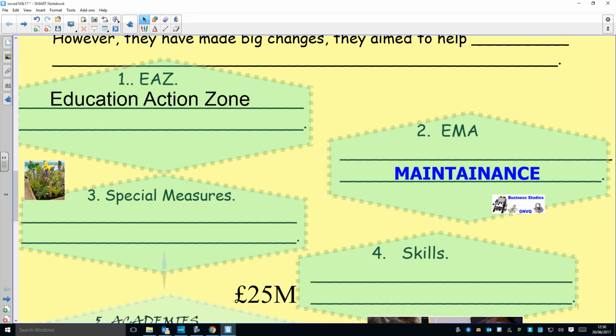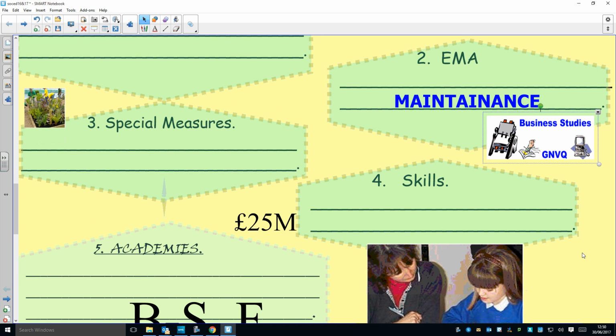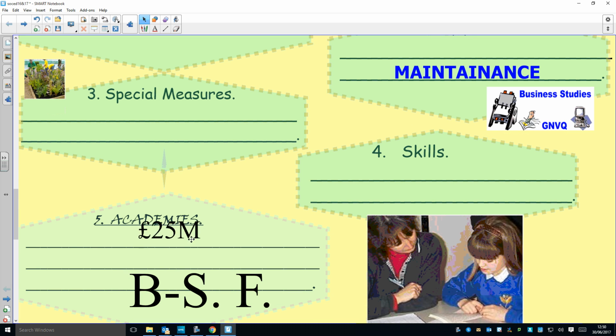Skills. Instead of just having GCSEs in science, they brought in GNVQs, vocational stuff, business studies, ICT. They brought in the academy system. Schools that had done really badly were going to close and reopen as an academy, and have approximately on average £25 million to build a brand new school run by an organisation called Building Schools for the Future.